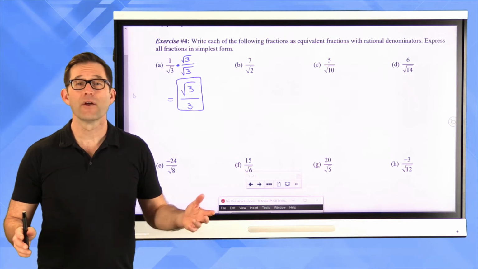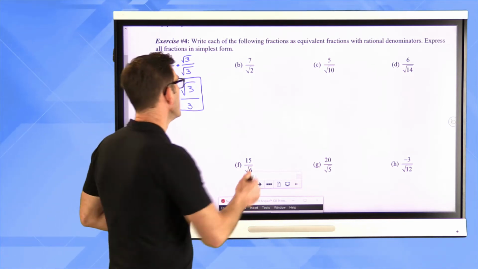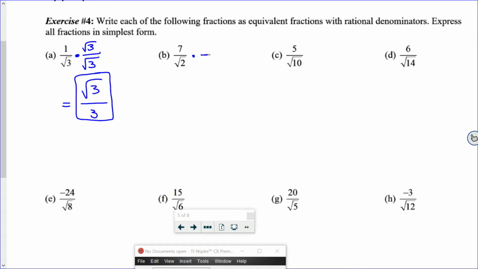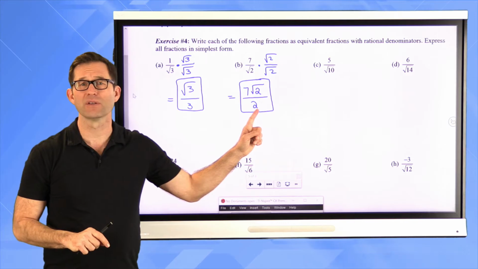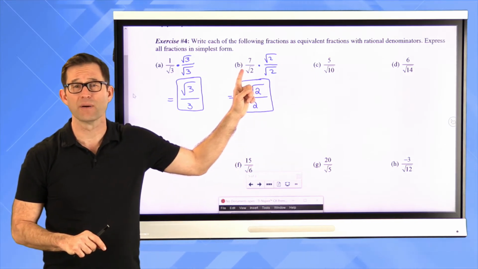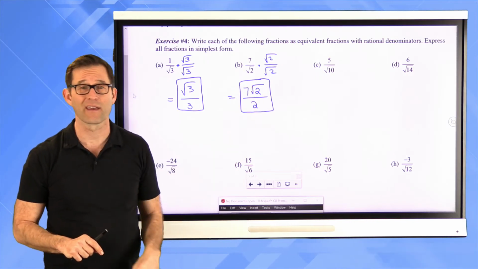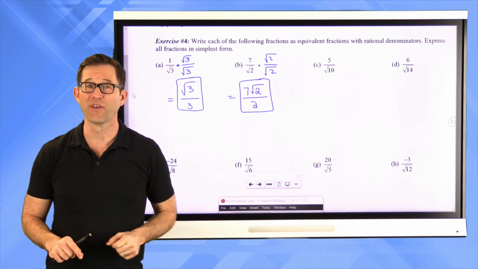All right, letter B is almost identical to letter A. I'm going to start by multiplying the top and the bottom of this fraction by the square root of 2. In the top, the best I can do is leave it as 7 times the square root of 2. And then the bottom, I have square root of 2 times square root of 2, which is just 2. Now again, you might say, I don't think that fraction looks any more simple than that fraction. Maybe even looks a little more complicated. And again, I would agree with you if you think that.